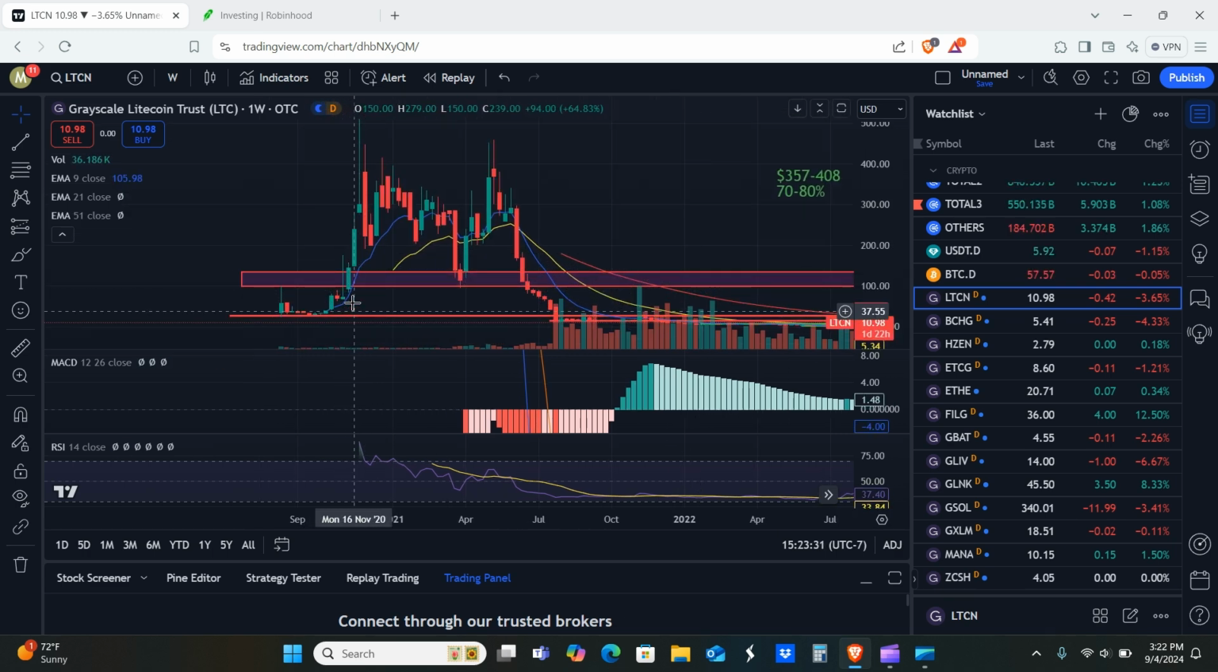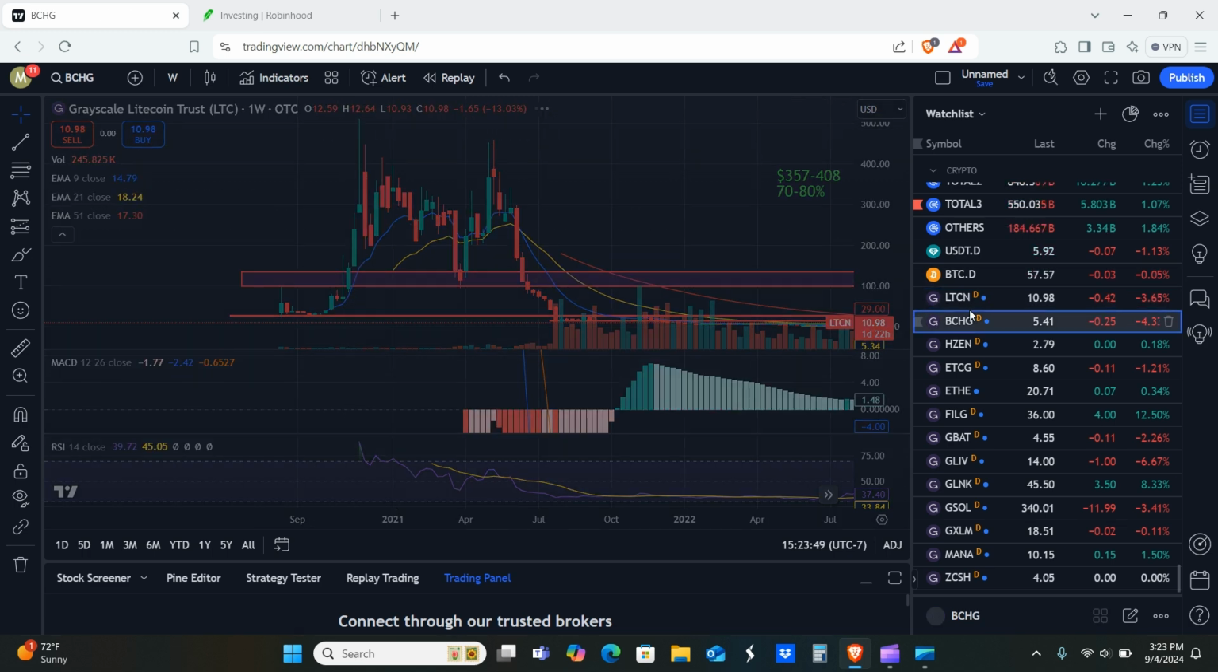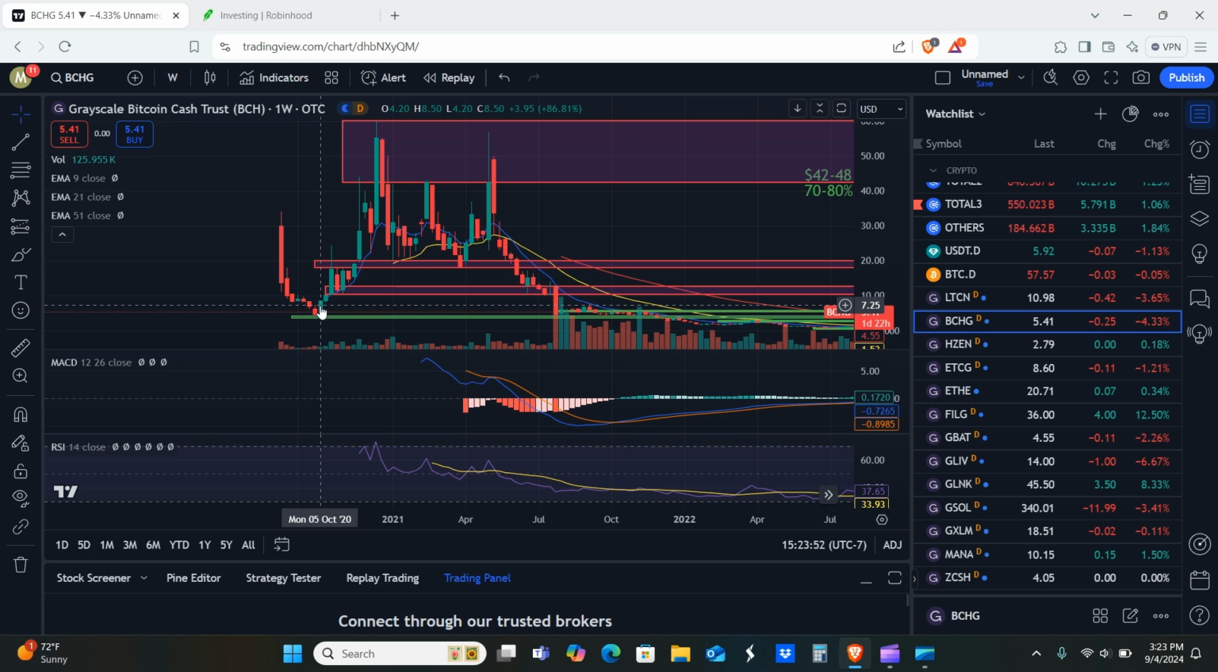You guys can see this was the halving year of Bitcoin in the previous cycle. Okay, this was in 2020. Bitcoin had its halving back in May of 2020, and then the elections happened. And what happened right around that time? Oh, look, LTCN, moonshot. BCHG, same thing. October, November, December, moonshot. Right around that same time frame.